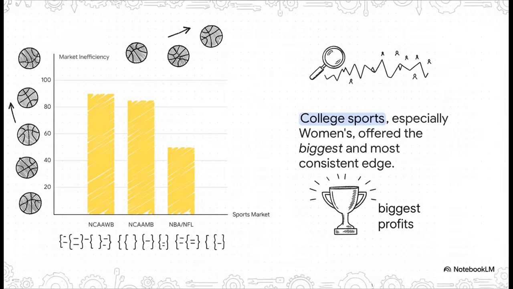And this might be the most crucial takeaway of all. Their biggest profits didn't come from the big leagues like the NBA or the NFL. The most consistent edge was actually found in less popular markets, like men's and especially women's college basketball. Why? Well, because fewer experts are watching, the market prices are just less efficient.